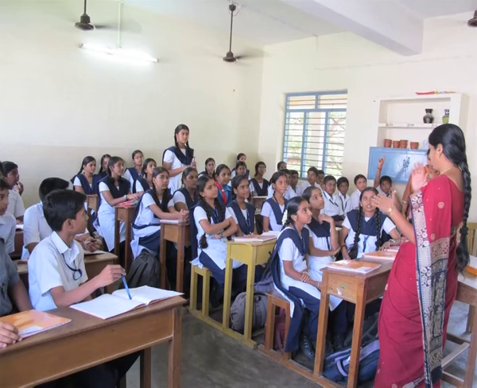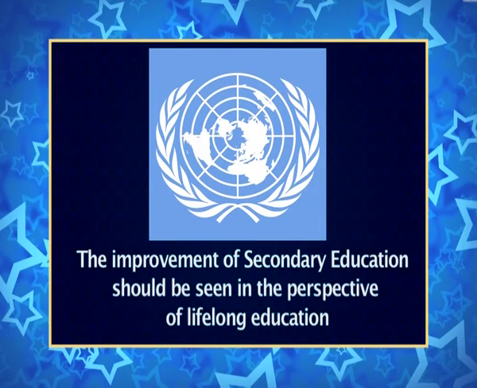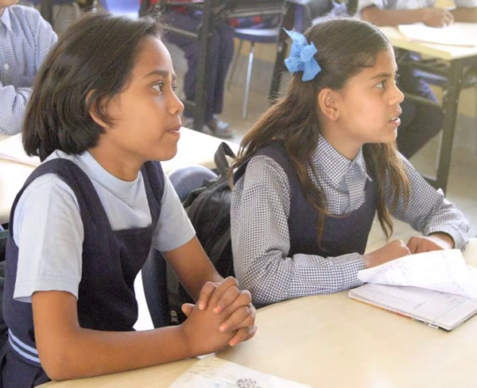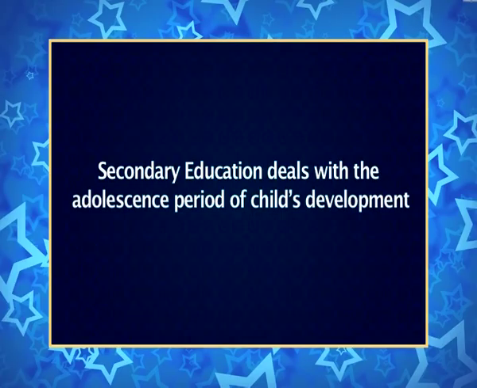Indeed, primary and secondary schooling is considered a successive phase of a continuing process and should be made available to all children. According to UNESCO, the improvement of secondary education should be seen in the perspective of lifelong education. The organization of secondary education should be flexible. Secondary education is very important from individual, social, economic, and educational points of view, as it deals with the adolescence period of a child's development.